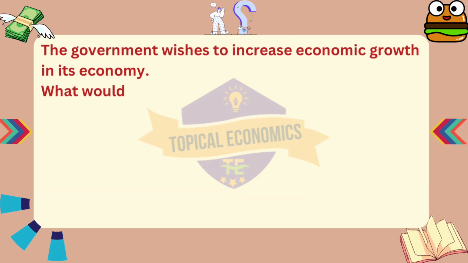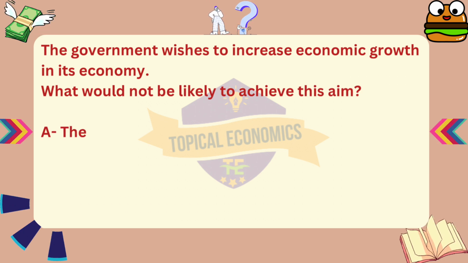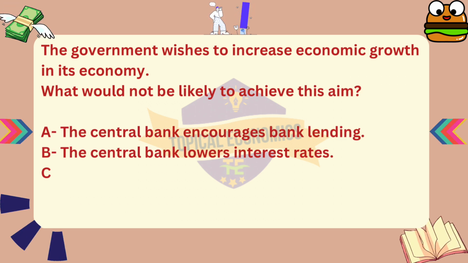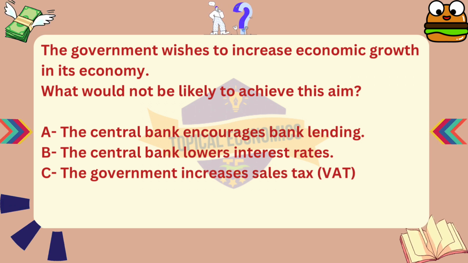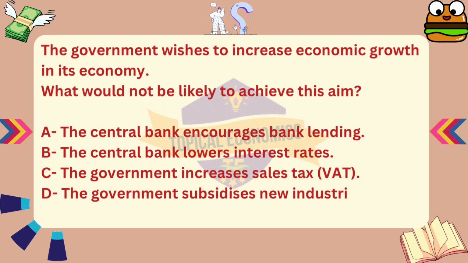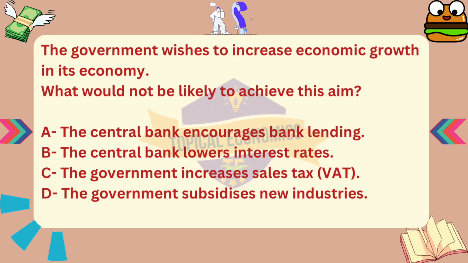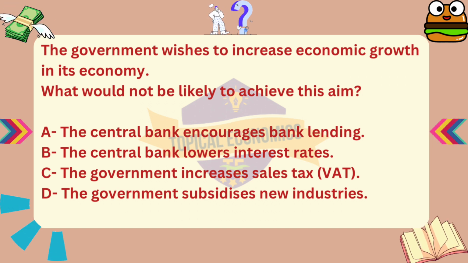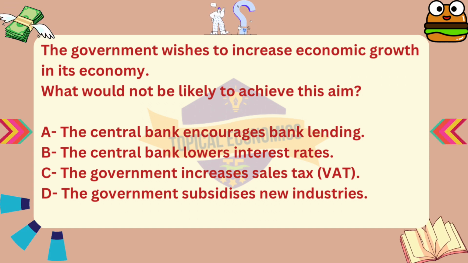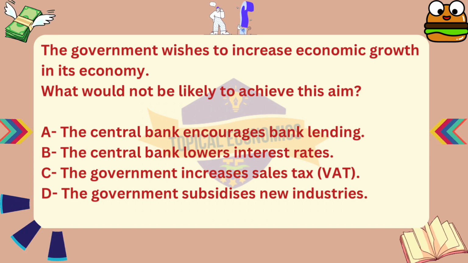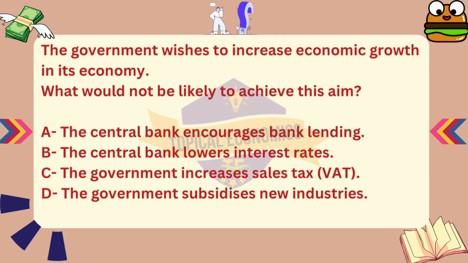The government wishes to increase economic growth in its economy. What would not be likely to achieve this aim? A. The central bank encourages bank lending. B. The central bank lowers interest rates. C. The government increases sales tax, VAT. D. The government subsidizes new industries. Reference, 2020 May-June version 1. The correct answer for this question is option C.